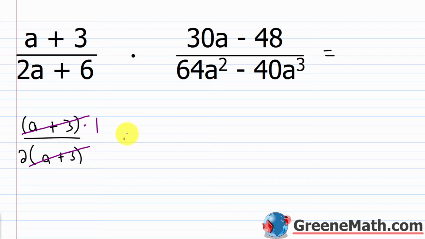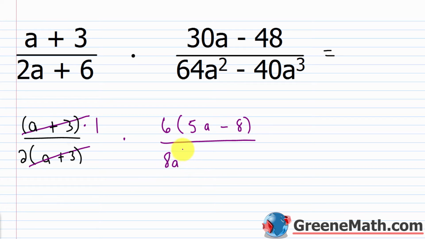Then times, over here I have 30a minus 48. So 30 and 48 share a common factor of 2 and also 3. So that means they each share a common factor of 6. So let's pull a 6 out. And that would leave me with 5a minus 8 inside. And then in the denominator, I have a 64 and I have a 40. So those are each divisible by 4. They're also each divisible by 8. That's about as best we can do. So let's pull out an 8, and then we have a squared and a cubed.